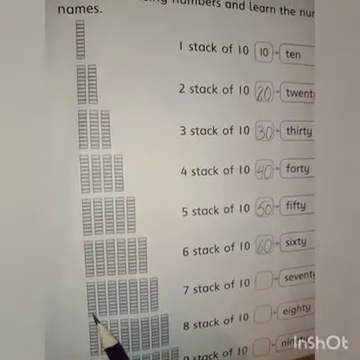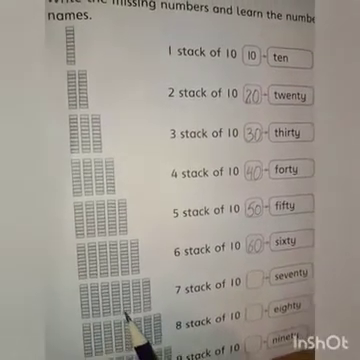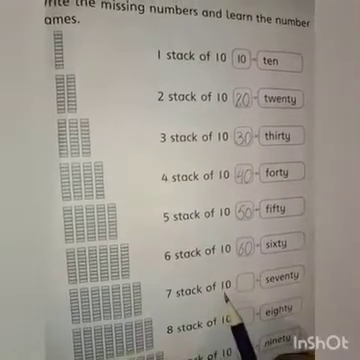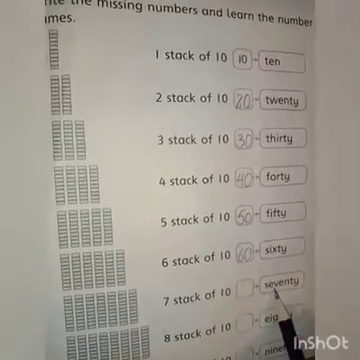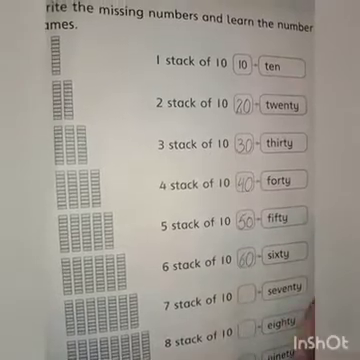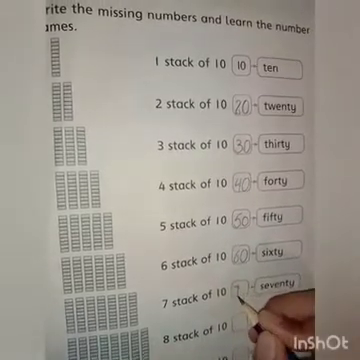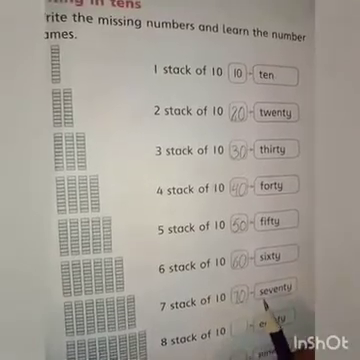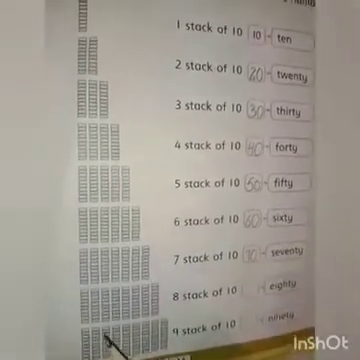Here we have 7 stacks of tens. 7 stacks of tens make the number 70. We are going to write 70 in numbers. 70 in numbers, then 70 in words. Go for the next one.